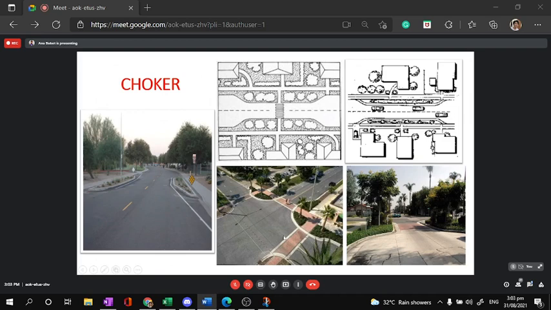Mid-block, sorry. Okay, this is another one. And then another one here. So you choke one width of the lane, of the travel way, so that the vehicle entering this section slows down more, because its travel lane is narrowed in width.